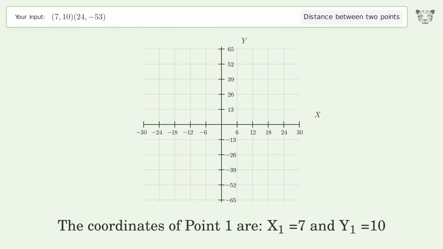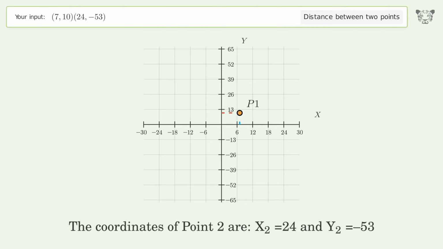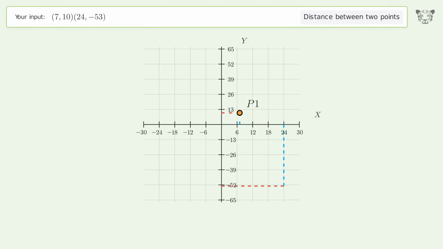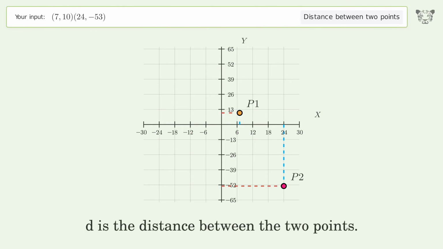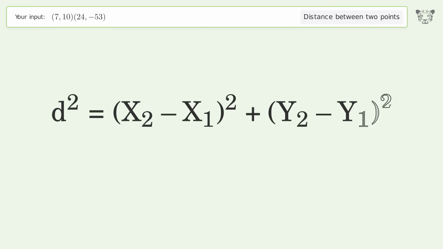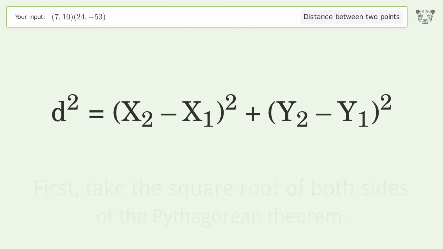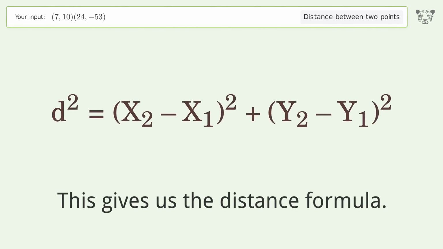The coordinates of point 1 are x1 equals 7 and y1 equals 10. The coordinates of point 2 are x2 equals 24 and y2 equals -53. D is the distance between the 2 points. First, take the square root of both sides of the Pythagorean theorem. This gives us the distance formula.